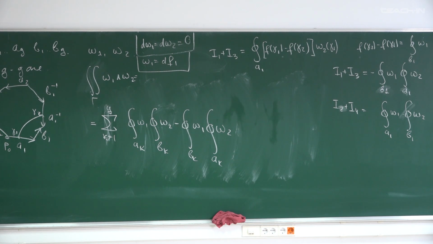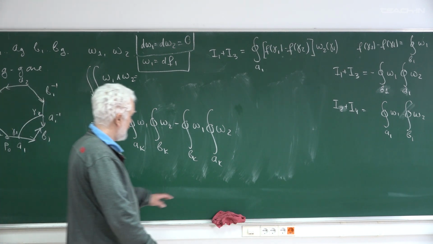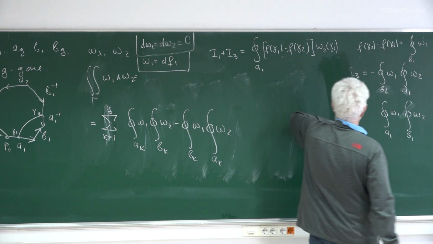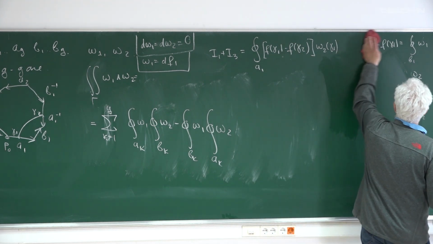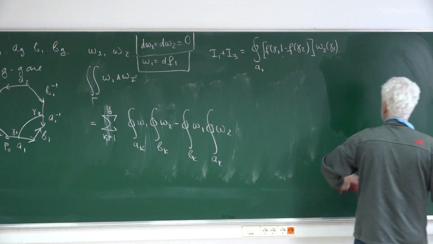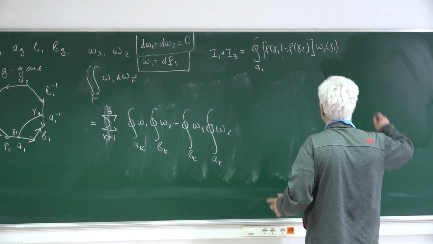I think the calculation seems standard and trivial, but let me explain that it implies very non-trivial consequences. First of all, assume that we have two basic forms. You remember, you have a canonical basis of forms.